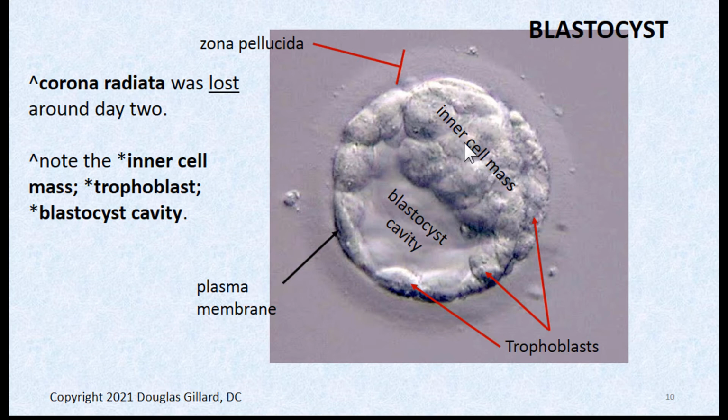So if I put a picture of this on a test, without the names on it, of course, you should be able to tell me, is this a morula? Is this an embryo? Is this a fetus? Or is this a blastocyst? So the best word would be blastocyst because we can see the blastocyst cavity.